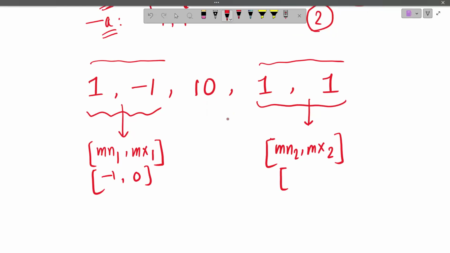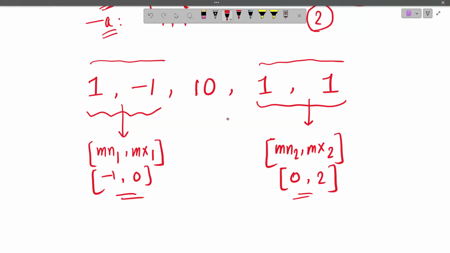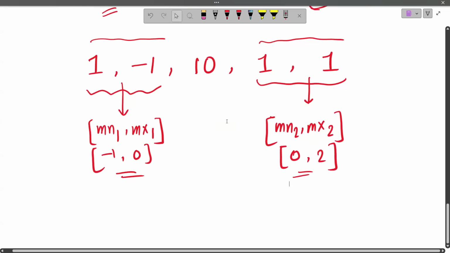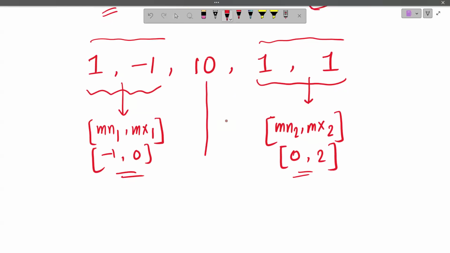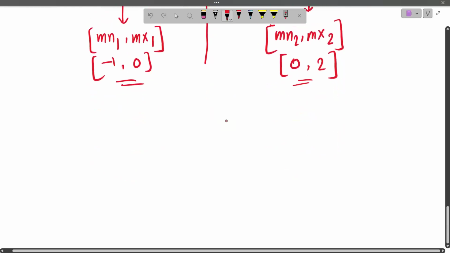Similarly, here the value of mn2 will come 0 because you have to take the empty subarray, and max is 2. So that is done. These two ranges are clear and all values in these two ranges are possible. Now we need to think about those subarrays where the 10 element is included, because this is the exceptional element. So what I thought, let's think about all those subarrays which contain 10.